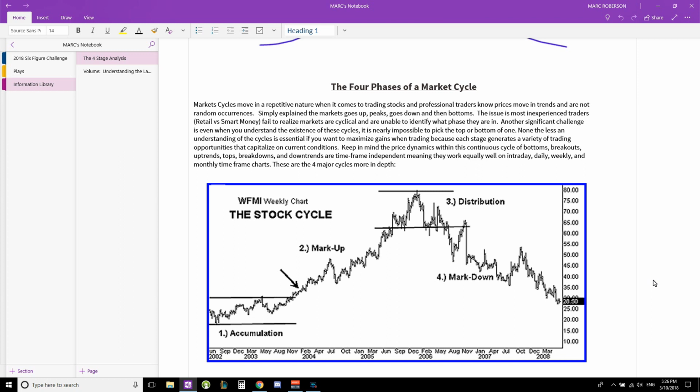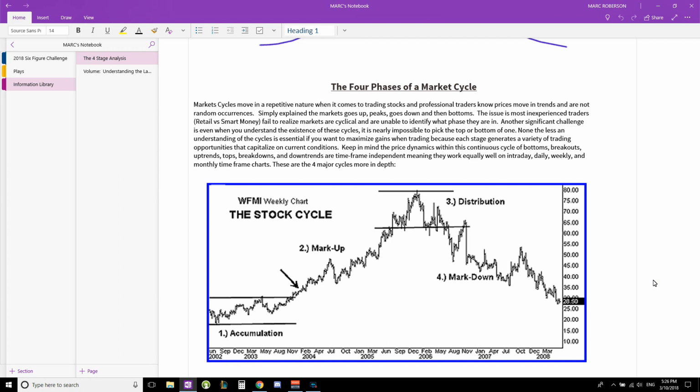Nonetheless, an understanding of the cycles is essential if you want to maximize gains when trading, because each stage generates a variety of trading opportunities that capitalize on current conditions. Keep in mind the price dynamics within this continuous cycle of bottoms, breakouts, uptrends, tops, breakdowns, and downtrends are time frame independent, meaning they work equally well on intraday, daily, weekly, and monthly time frame charts.